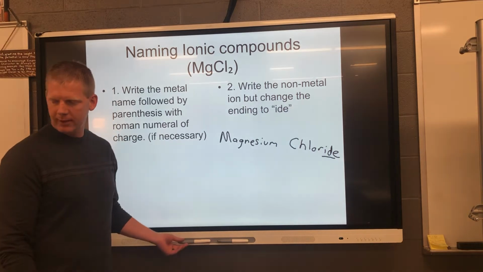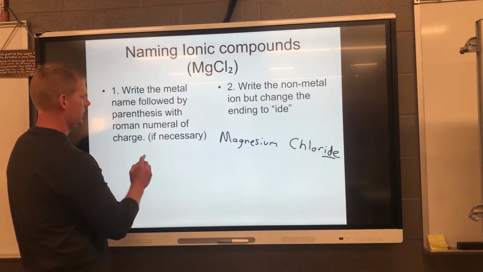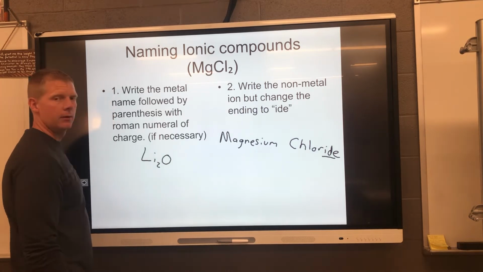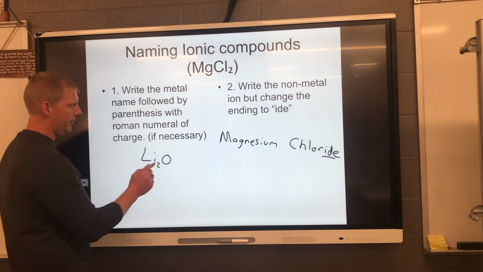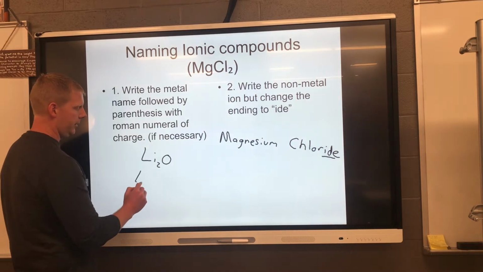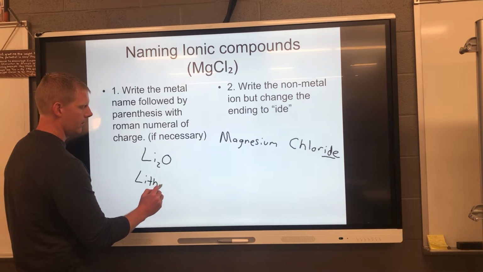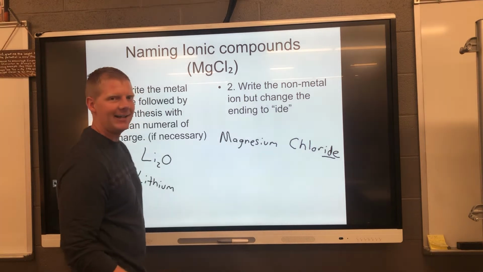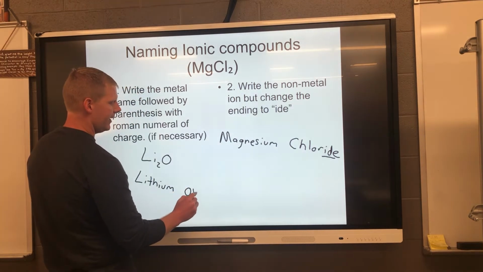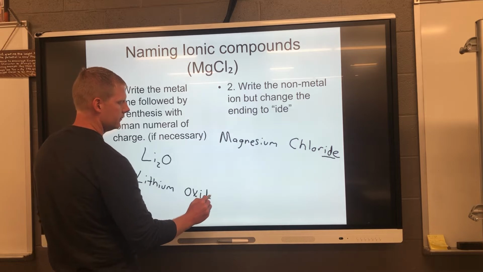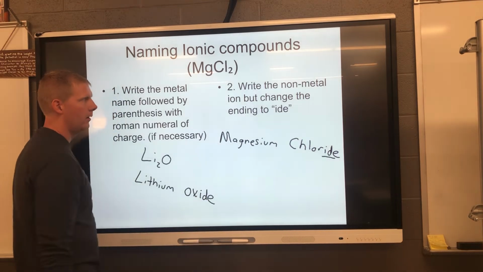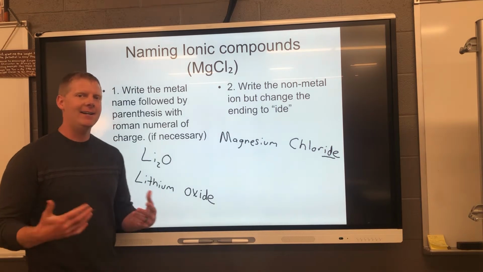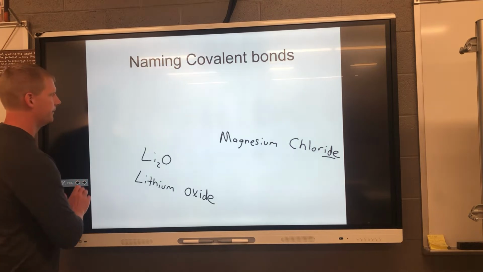Again, we could do another example. Let's say I give you Li2O. So the first element, the name is Li, which is lithium. The second element is oxygen, but we have to change the ending to -ide, so it's going to be oxide. All right, so that's ionic compounds, very easy. Pretty much we're just adding -ide to the end of the second element.